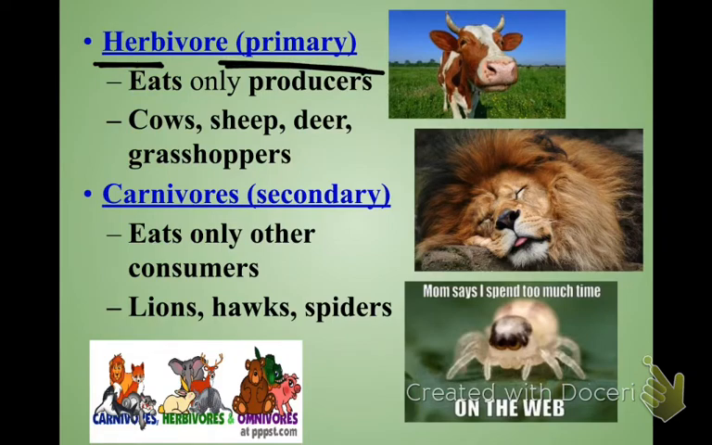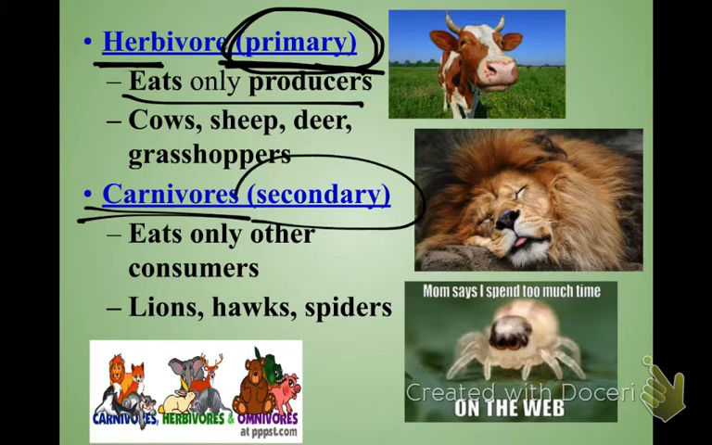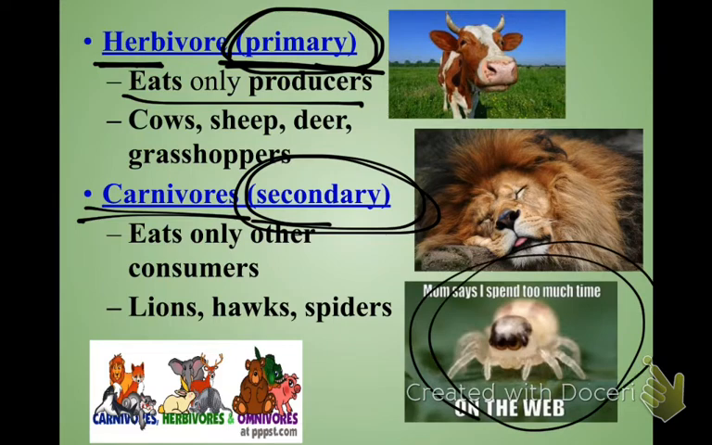So consumers have to consume their food, so both an herbivore and a carnivore are considered consumers. Herbivores only eat producers, which means they only eat plants, and they are going to be primary consumers. That's their other name. So a carnivore is a secondary consumer. They only eat things that eat plants. So that would be like a lion or a spider. Spiders eat ants or grasshoppers. So they are carnivores. They don't eat plants directly. They only eat the thing that ate the plant.